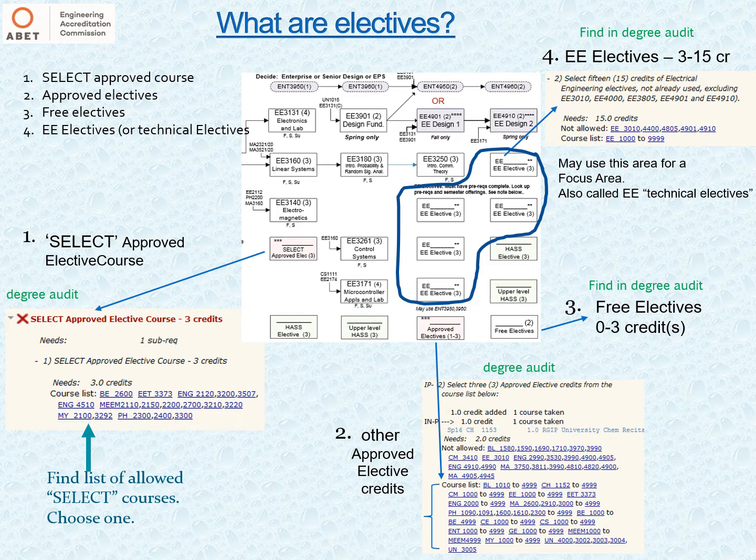If you take Enterprise, you will begin to fill this area with the 1-credit project work courses. Third, some degree plans have room for free elective credits, which can be just about anything except co-curricular activities. Free electives may include excess credits from transfer, co-op, or enterprise. And fourth, the category of EE electives is used for choosing upper-level EE courses across the different focus areas.